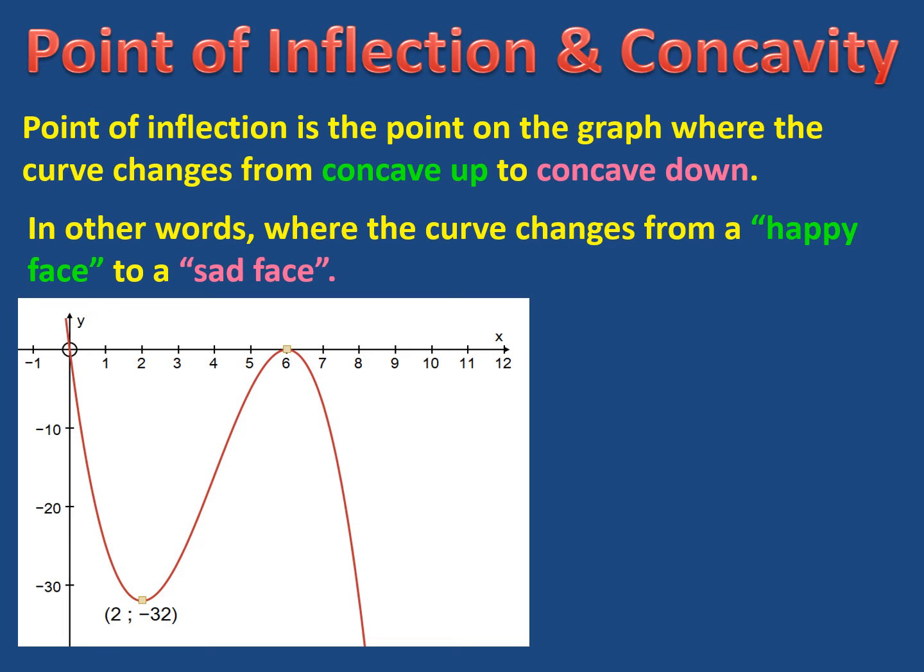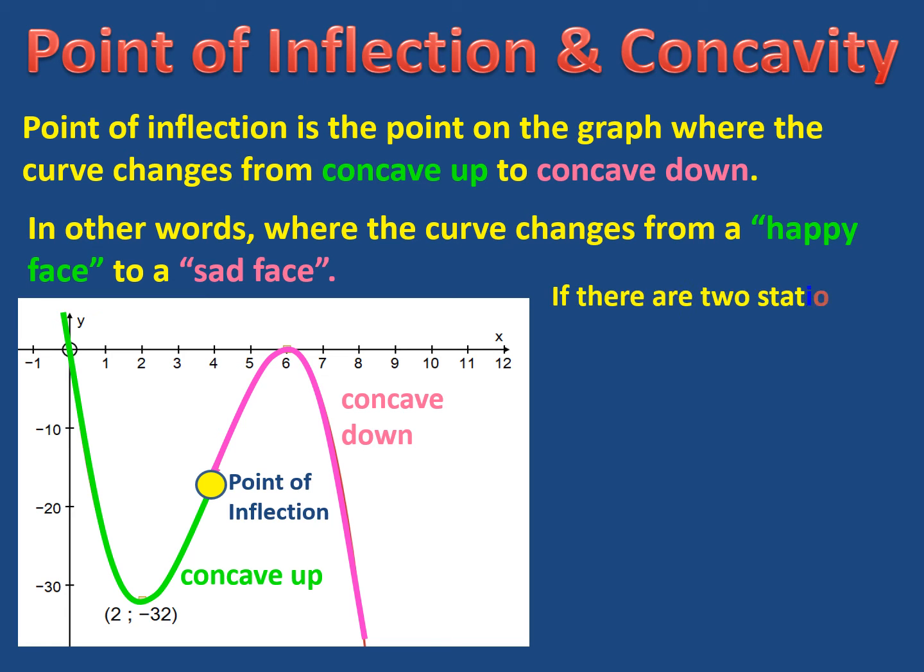Now, I've got the sketch of a curve below. And in this first section, highlighted in green, that portion of the graph has a happy face. In other words, that portion of the graph is concave up. And the next portion, highlighted in pink, is a sad face, and that portion is concave down. And that point where it changes from a green graph to a pink graph, that is known as the point of inflection.